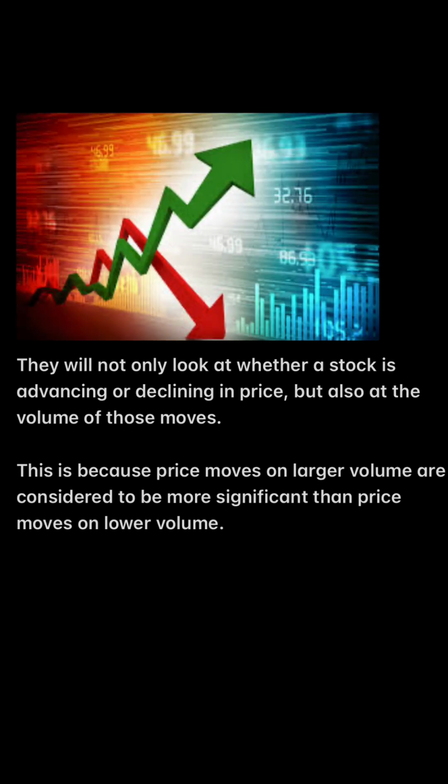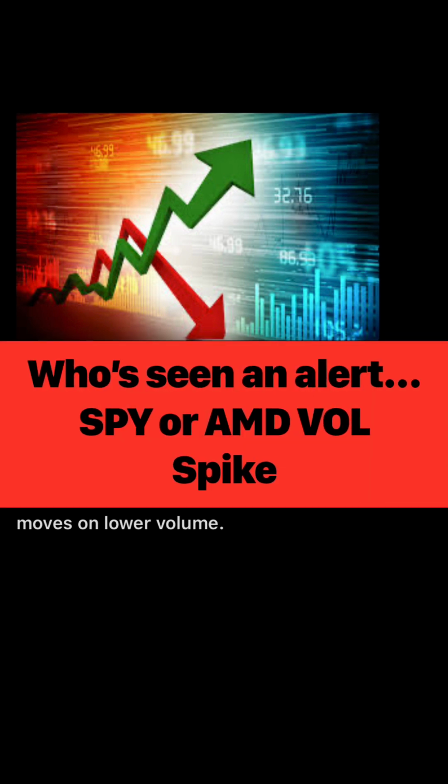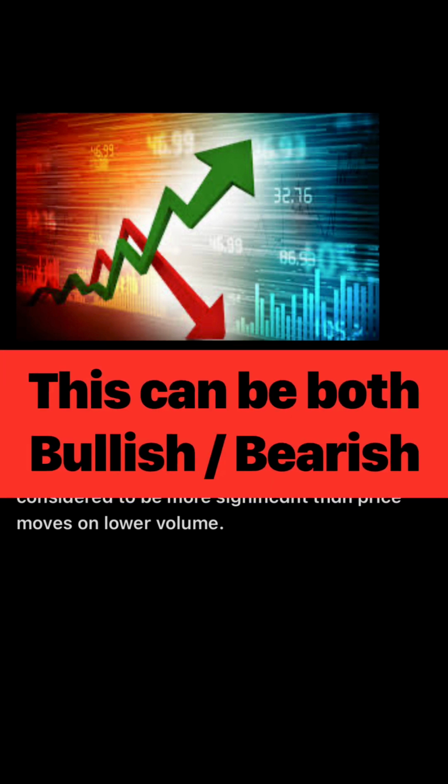And it's a little deeper than that too, because they won't just look at whether a stock is advancing or declining in price, but also at the volume of those moves associated with the advancing and declining. This is because price moves on larger volumes are considered to be more significant than price moves on lower volume. Those of you that follow analysts probably have seen an alert like this: SPY or AMD volume spike, and then you go in at a certain price target for an expected move either up or down. This can be both bullish and bearish.